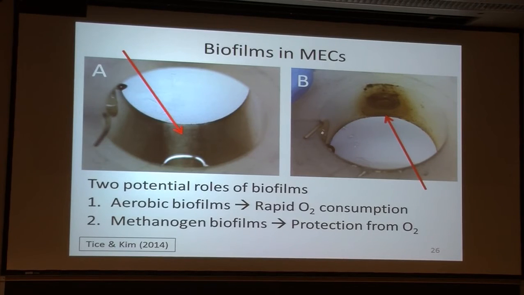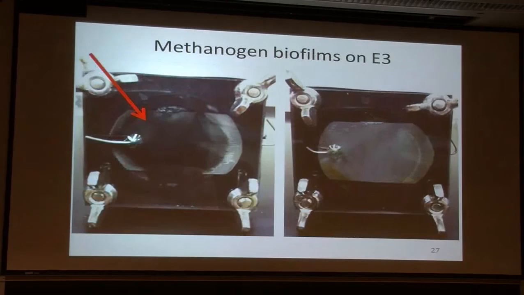So we prepared 2 hypotheses. The first one is that these are aerobic biofilms. They rapidly consume oxygen, so there is no oxygen left that can control methanogens. In the second hypothesis, we were thinking maybe these are methanogen biofilms, and this methanogen biofilm protects active methanogens from oxygen. And especially we are concerned about this black methanogen biofilm on electrode 3.